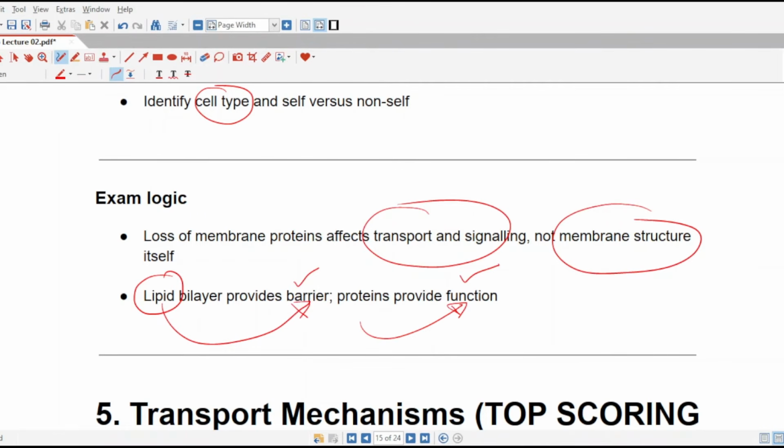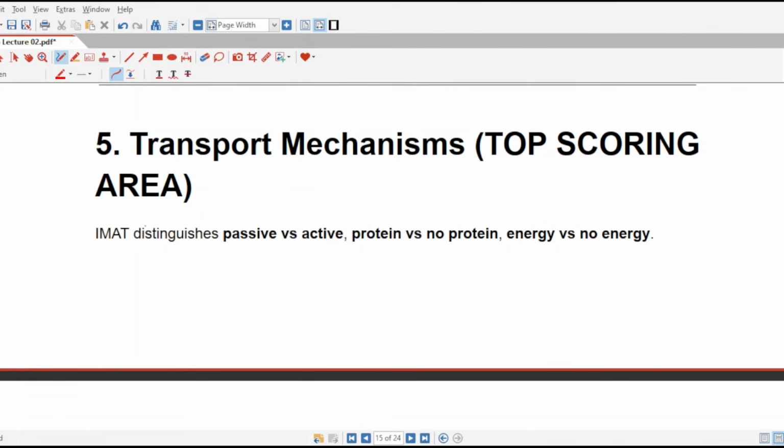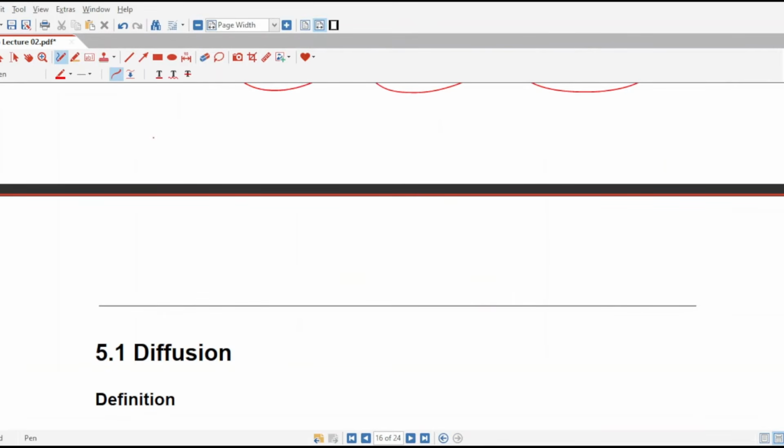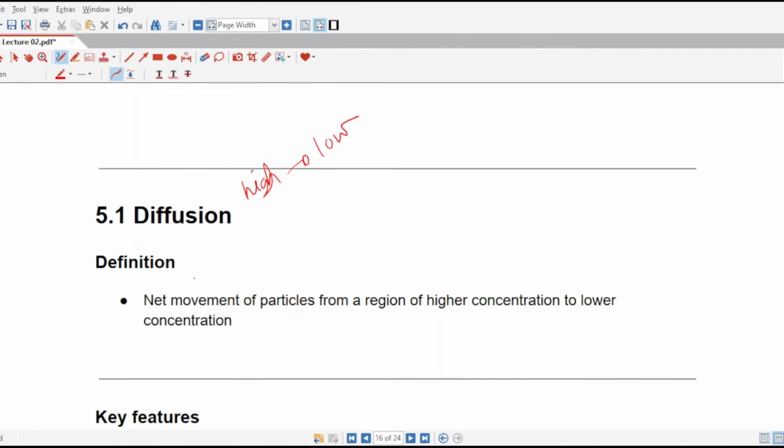Okay, now transport mechanisms. When we are studying this transport mechanism, you must remember, is there presence of energy? Is there presence of carrier protein or not? So that's why it is said that IMAT distinguishes passive versus active, protein versus not protein, and energy versus no energy. The first one is diffusion. For diffusion, you must remember, diffusion is the process where particles move from high concentration to low concentration till it reaches equilibrium, right? So this is called net movement of particles from a region of higher concentration to lower concentration until it reaches equilibrium.